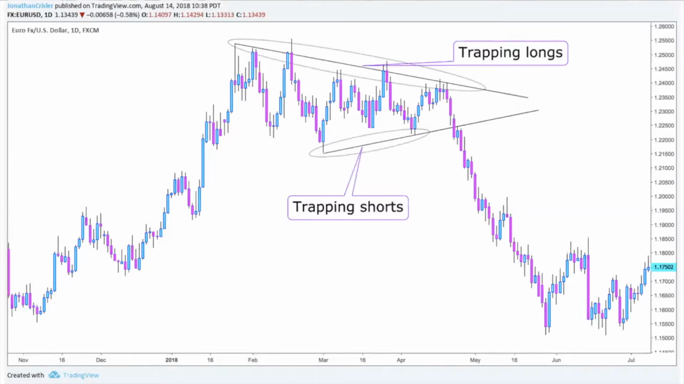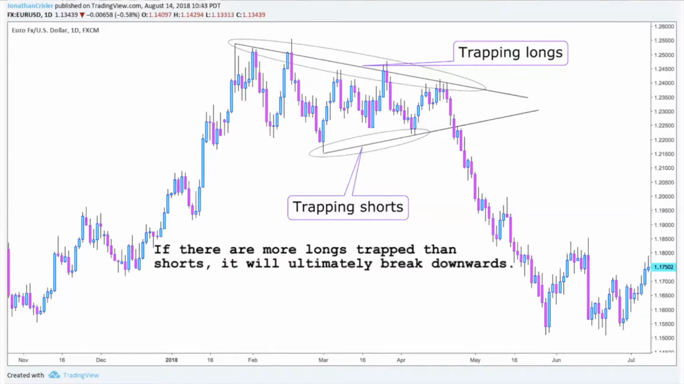Then up here is where the longs, or the buy positions, are being trapped because they see a higher high forming. They think it's going to continue as a bull market, so they think it's a good time to put in buys. If there are more longs trapped than shorts, it will ultimately break downwards.